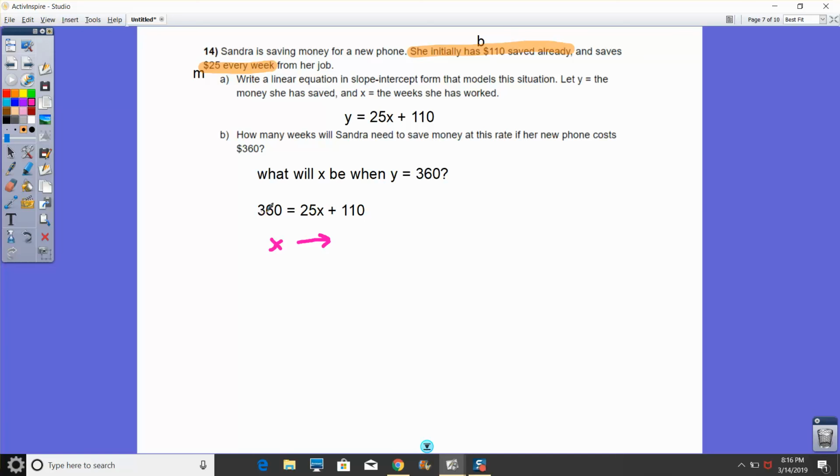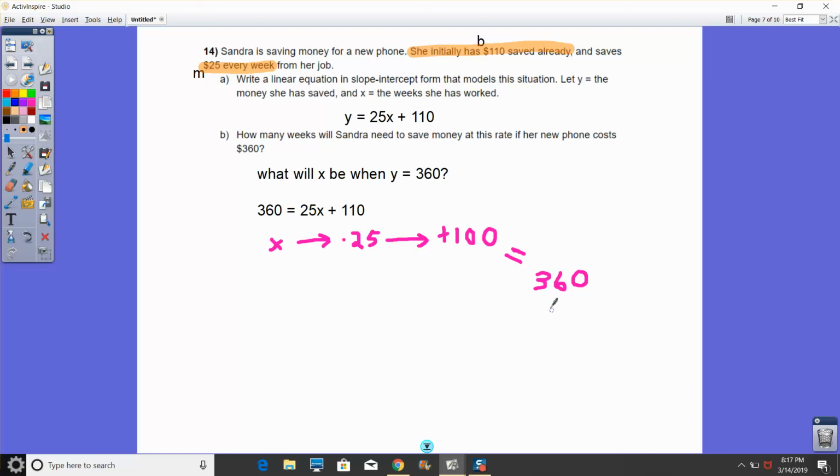If this was an expression, ignoring the 360 for a second, the first thing I would do to x is multiply it by 25. So the first operation is multiply by 25. Then the next thing we would do is add 110. If I took x, multiplied it by 25, and then added 110, what would I get? I would get 360, because that's what's on the left side. Sometimes it's on the right side, and that's okay. This gives me the sequence of steps it takes to get from x to 360.